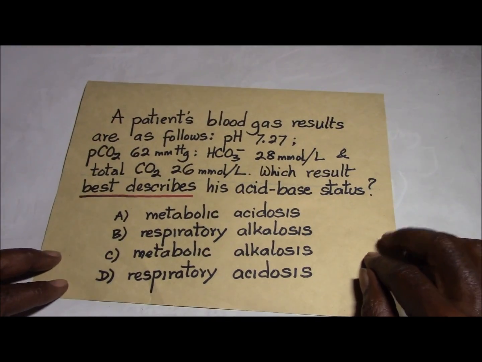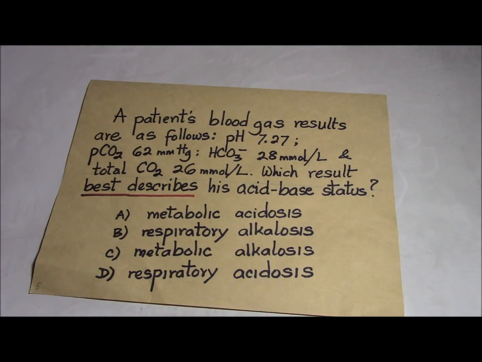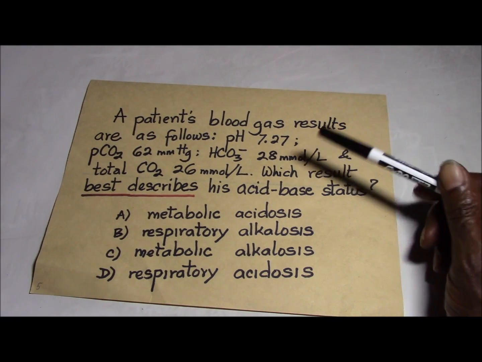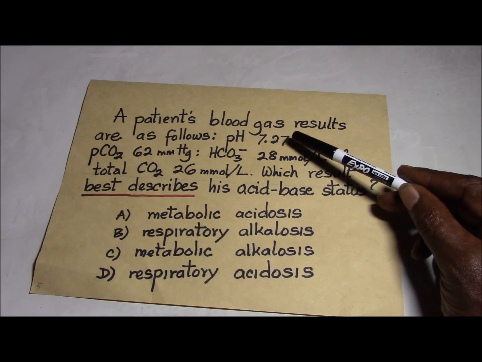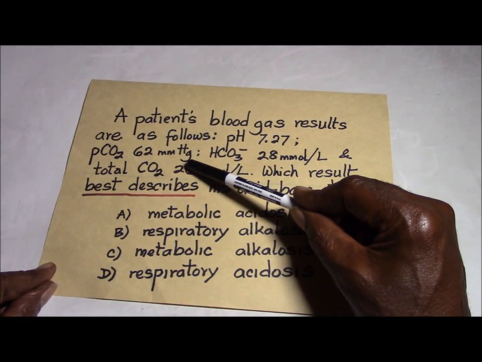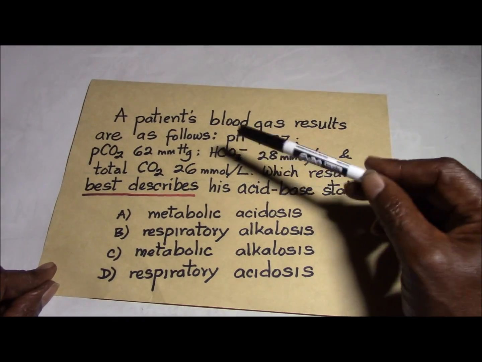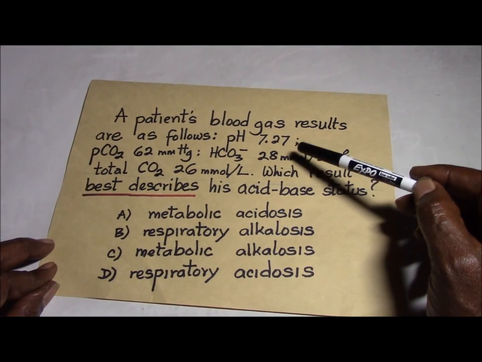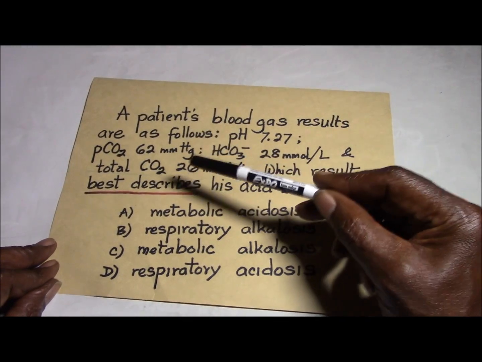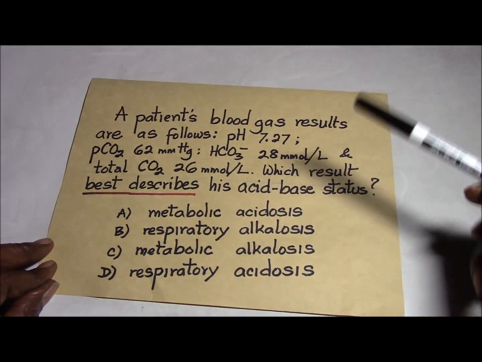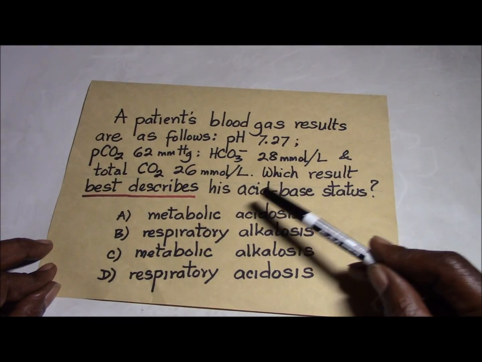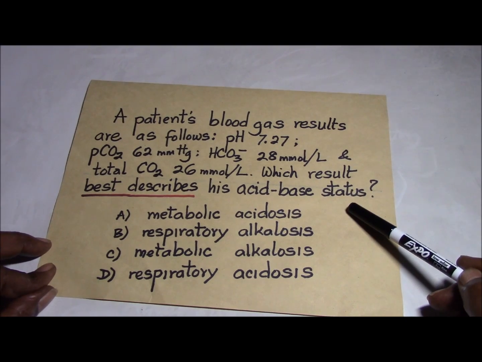Let's take a look at this question. It says, a patient's blood gas results are as follows. The pH is 7.27. The partial pressure of carbon dioxide is 62 millimeters of mercury. The bicarbonate ion is 28 millimoles per liter. And the total carbon dioxide is 26 millimoles per liter.